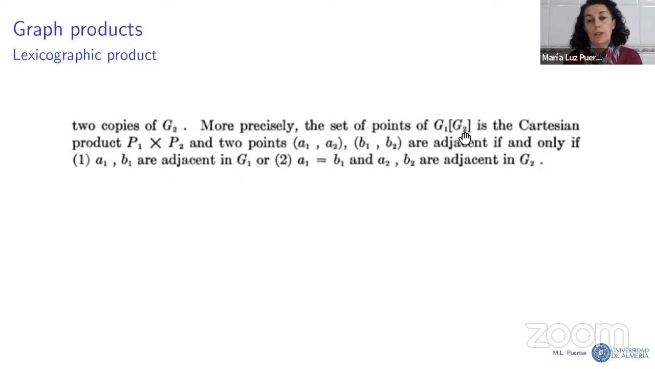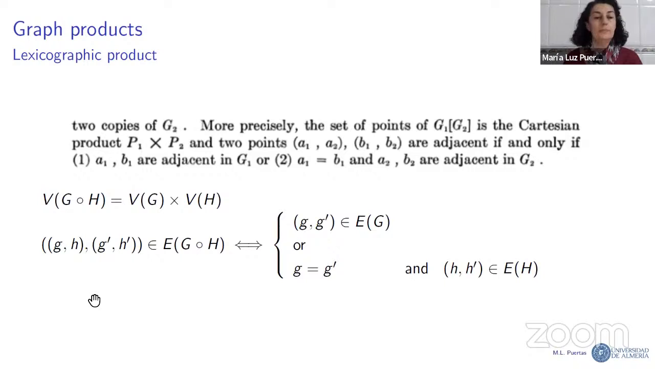I put it here because you can see the notation G1 of G2, but I put the more modern one with this circle or big dot in the middle. The vertex set is the same. And for the edges, two vertices are adjacent if and only if, note that this condition appears in the previous products, the Cartesian product and the strong one. However, this condition is different: these vertices are adjacent if the first coordinates are adjacent and nothing about the second ones.